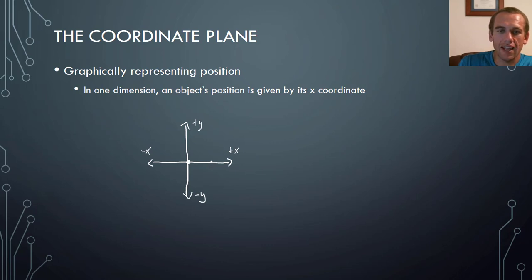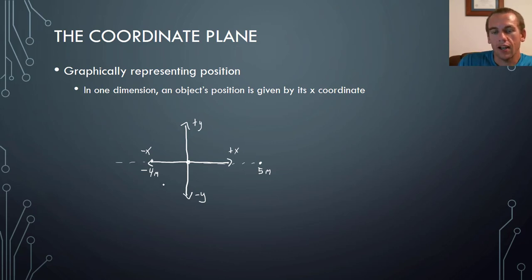So if I put an object anywhere on this line, its position relative to the origin is just equal to its x-coordinate. So if this is 5 meters, then we know we're 5 meters to the right of the origin. If this is negative 4 meters, then we know we're negative 4 meters or 4 meters to the left of the origin.